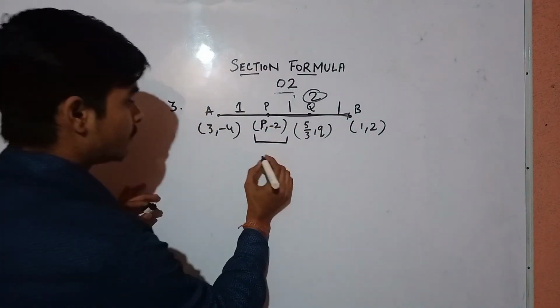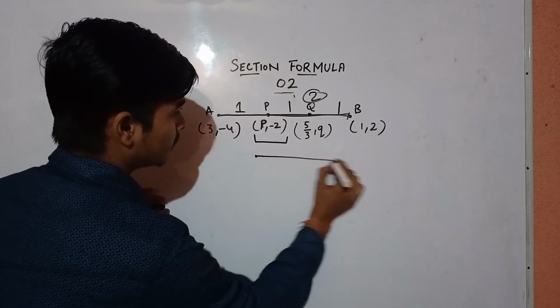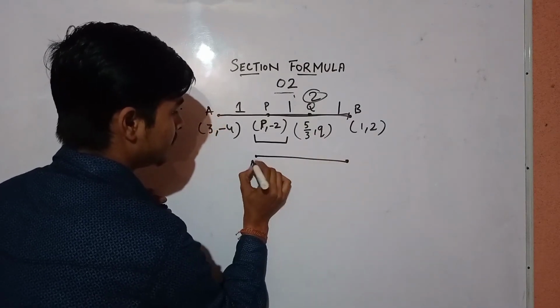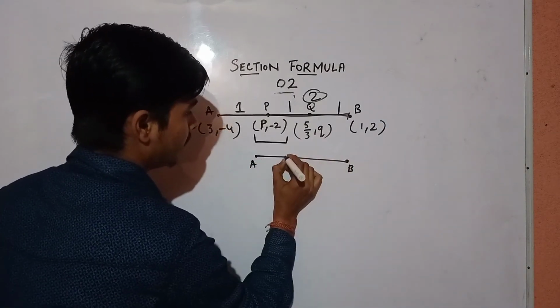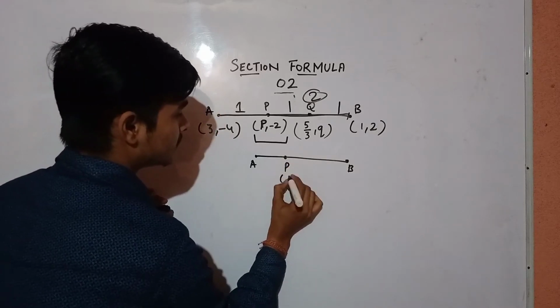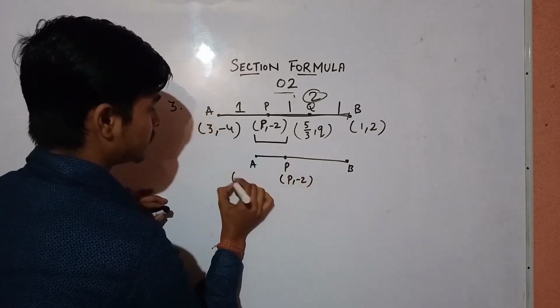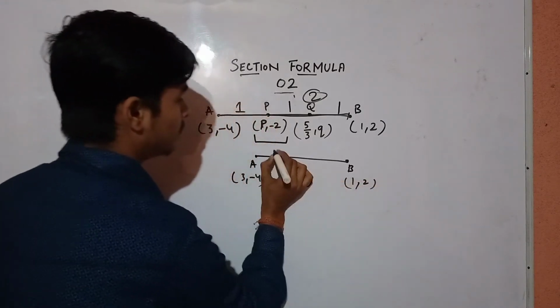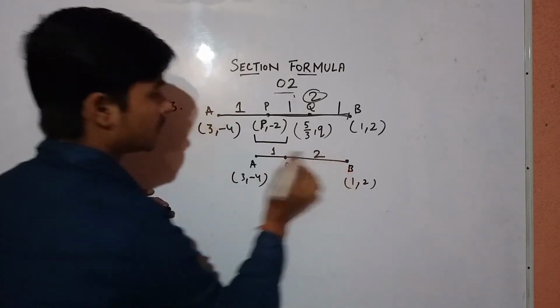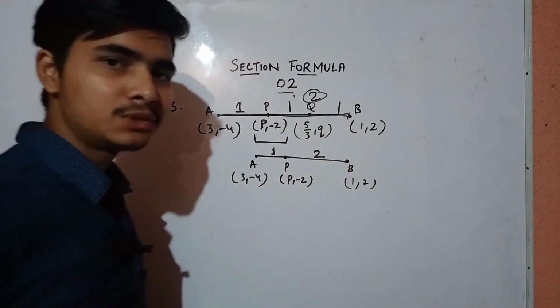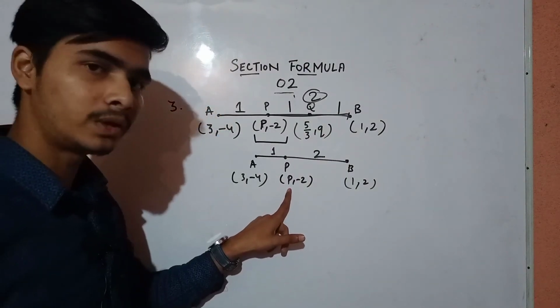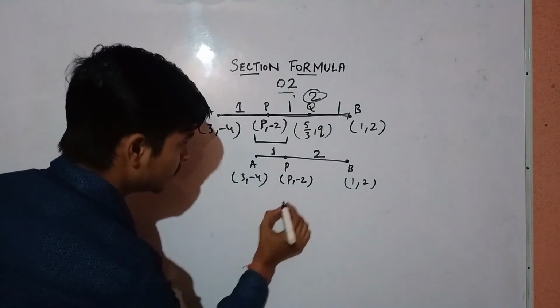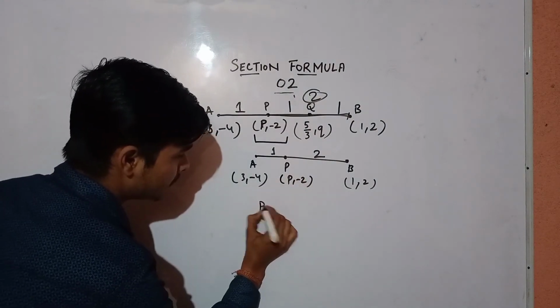Okay, so if I draw just a rough diagram, the picture will be like this: A, B and P. So it has the coordinate p comma minus 2, it has the coordinate 3 comma minus 4, and it has the coordinate 1 comma 2, and the ratio will become 1 is to 2. Now I think you can easily find out the value of P. Let us find out. So instead of x, we will write p.